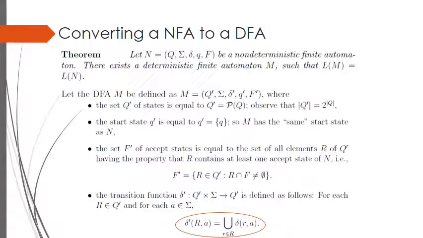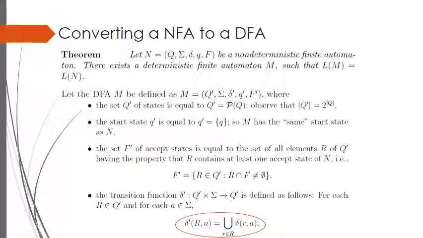Let N = (Q, Σ, δ, q, F) be a non-deterministic finite automaton. There exists a deterministic finite automaton M, such that language M equals language N. Let the DFA M be defined as M = (Q', Σ, δ', q', F'), where the set Q' of states is found by the power set of Q.